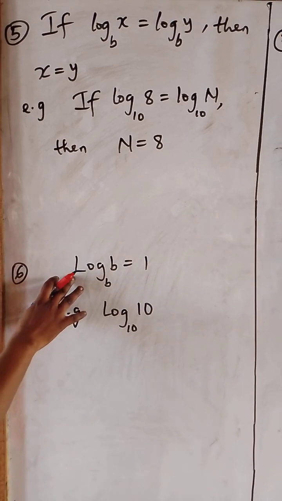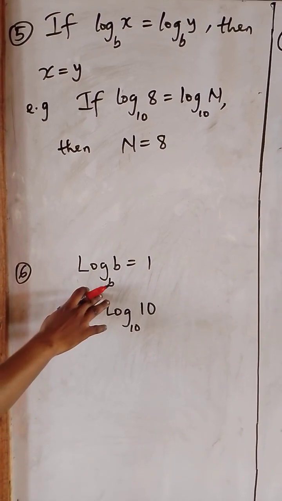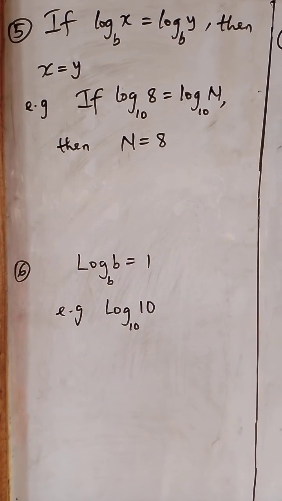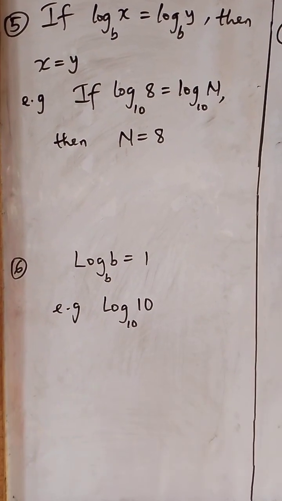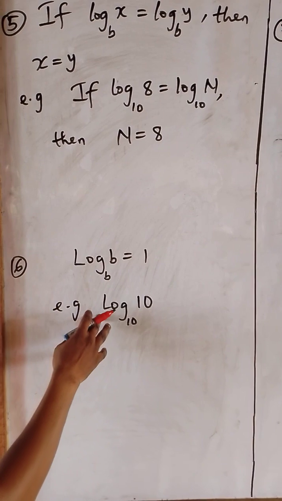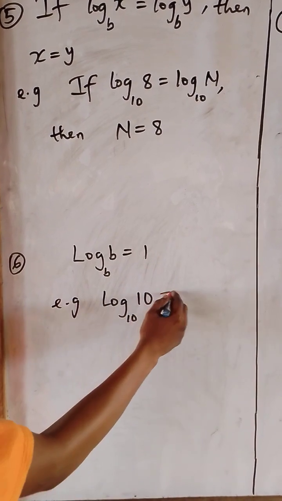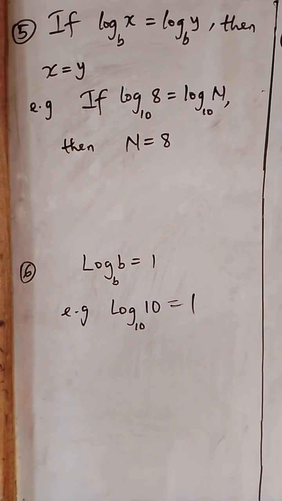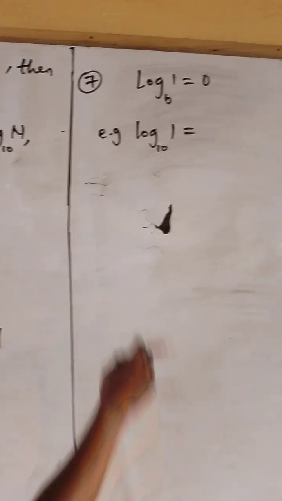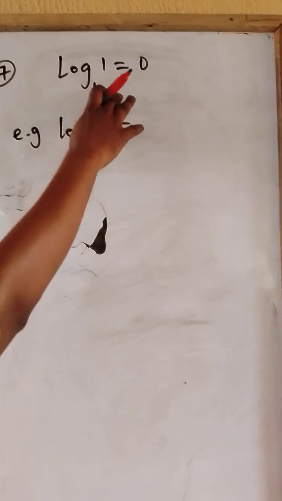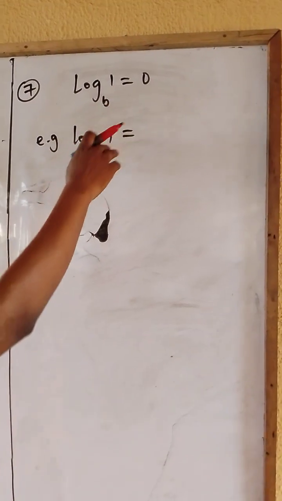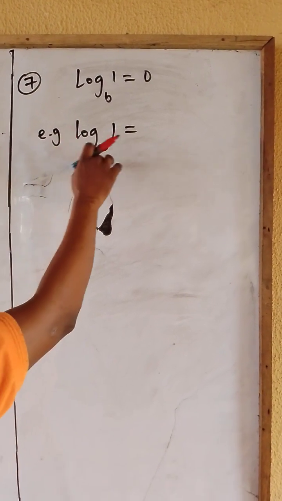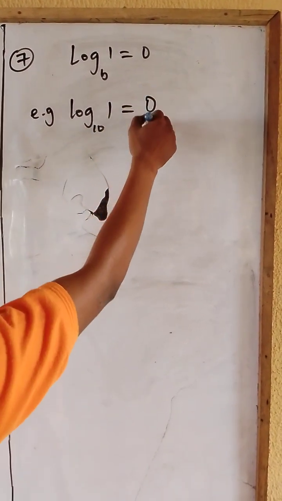Then the sixth law, log base b of b is equal to 1. So when the logarithm and the base are equivalent, it equals 1. So log base 10 of 10 is also equal to 1. And then we have log base b of 1 is equal to 0. So therefore, log base 10 of 1 is equal to 0.